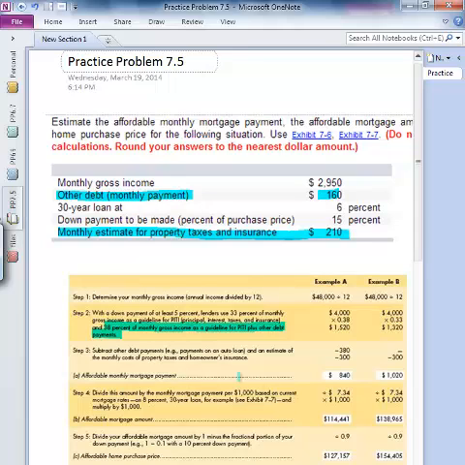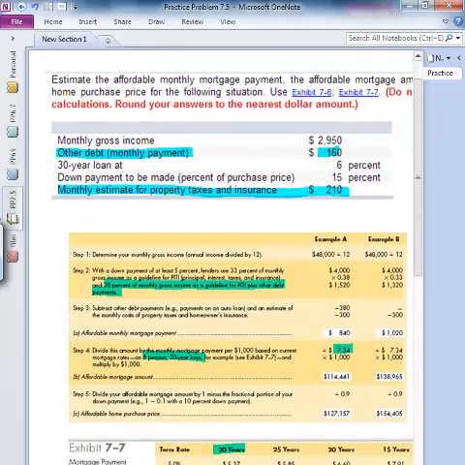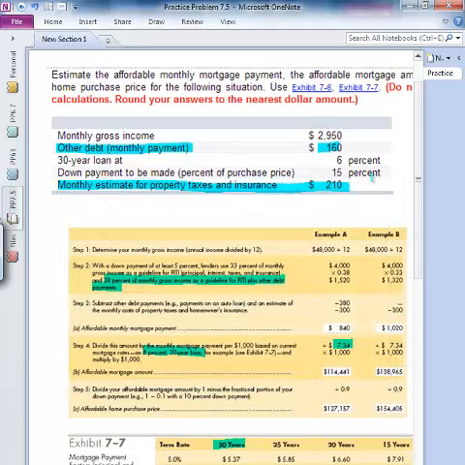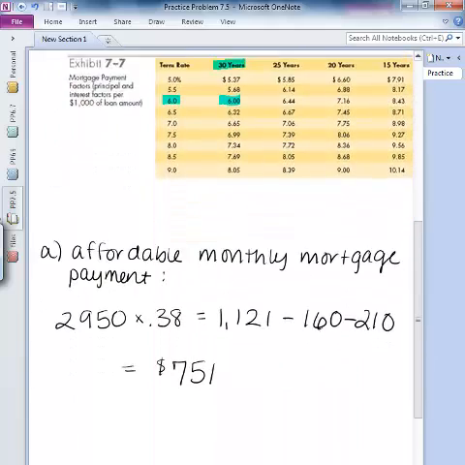Up in 7.6 we see that this was an 8%, 30-year loan, and that corresponds to the 7.34 that we would see down here. So be really careful that you know where these values are coming from. This one's a little bit tricky because you might think the 6 corresponds to the 6%, but it doesn't. It corresponds to this mortgage payment factor. So we're going to take 751, divide by 6 and multiply by 1,000, and that will give us the total mortgage that we can take out.